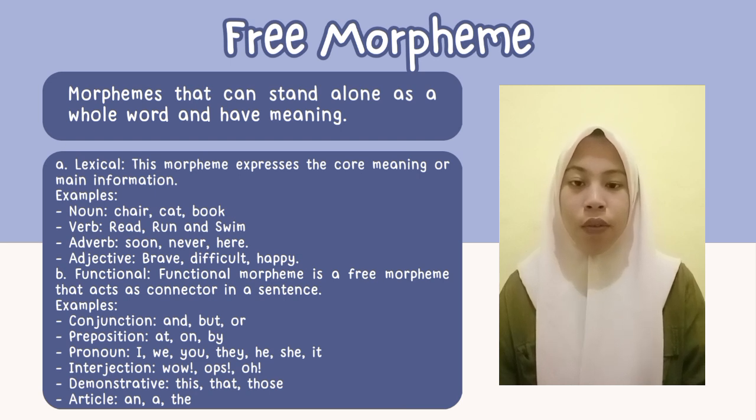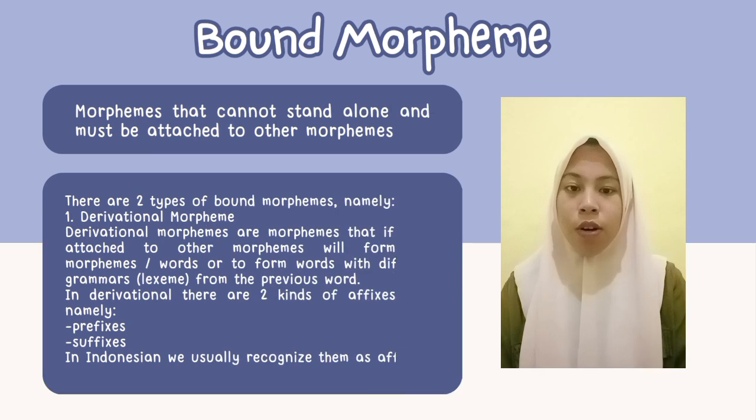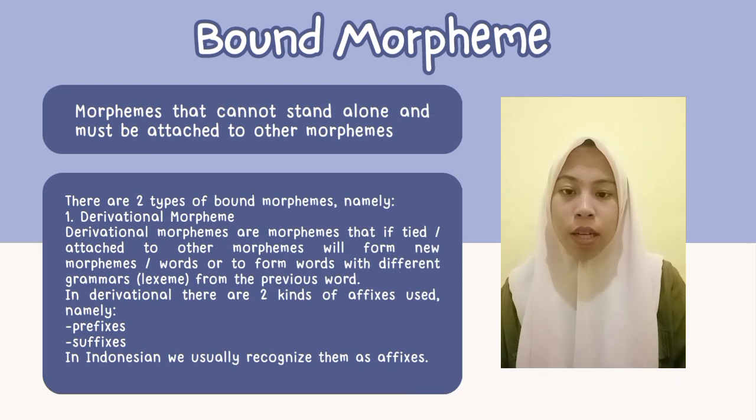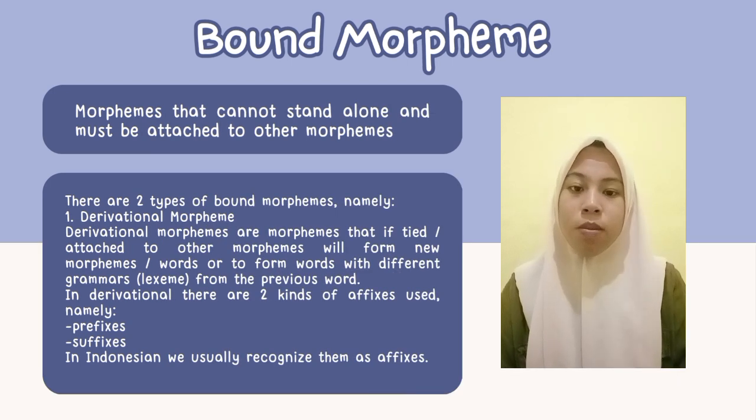And the second is functional. A functional morpheme is a free morpheme that acts as a glue or connector in a sentence. Examples: and, at, I, this, and the. Okay, next, bound morpheme. A bound morpheme cannot stand alone and must be attached to other morphemes.